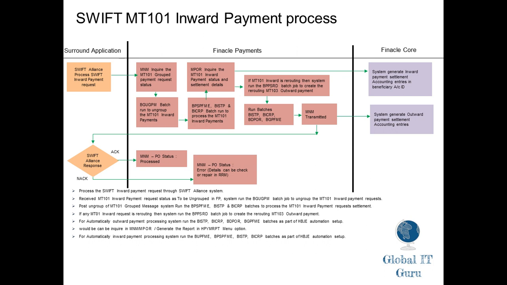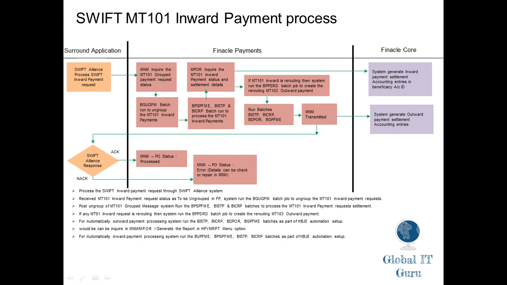And for automatic outward payment processing, the system runs the batch job again as part of the automatic batch job execution setup. So this is the process. Here the Swift Alliance receives the information from the central bank and then sends it to the particular bank, and this Swift Alliance is also associated with the particular beneficiary bank.